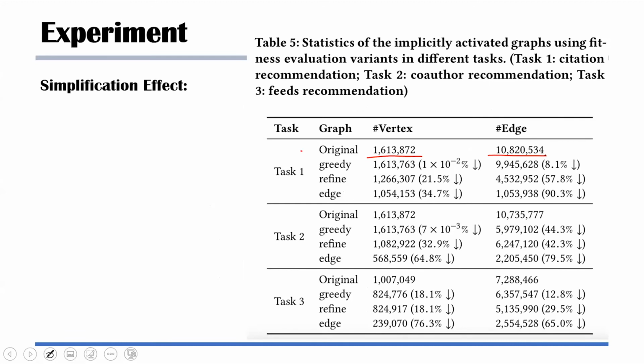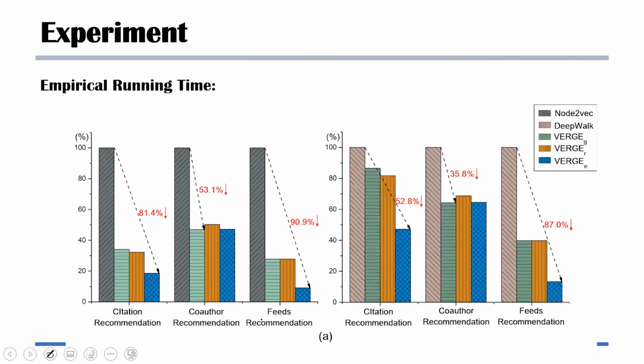But when we apply the proposed algorithm, you will find the node size really decreases, while the edge size also really decreases. So once again, when we use edge selection, because it's based on edge selection, it's really aggressive, so the node and edge size decrease significantly. But the other two, like greedy or refine, also somewhat decrease the graph size. Same thing for all the tasks. So we know that the computational cost will be much smaller.